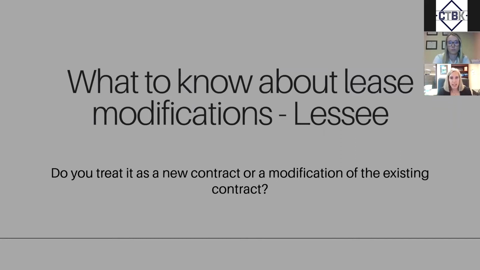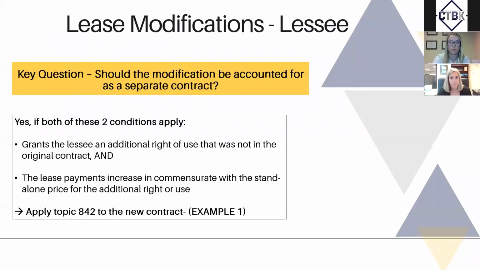So lease modifications, what do you need to know from a lessee's perspective? The first thing you should ask yourself is that there are two conditions, and both conditions need to apply in order for the modification to be accounted for as a separate contract. So there are two options: account for the modification as a separate contract, or account for the modification as a remeasurement of the right of use asset and lease liability. And we'll go through two different examples.